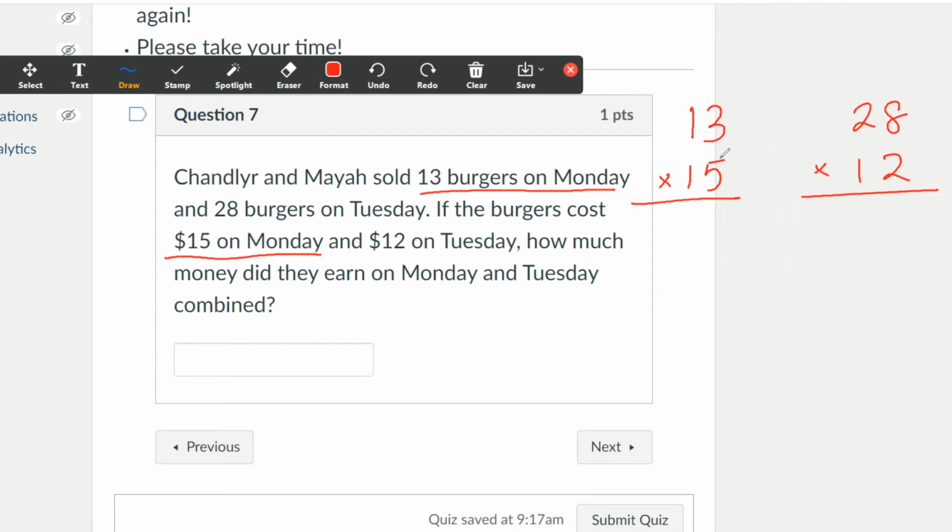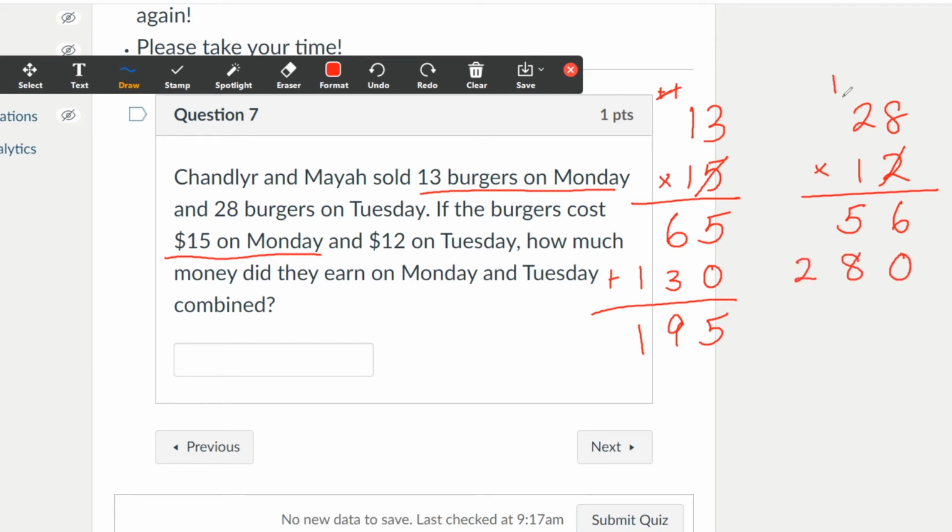Let's go ahead and do our traditional algorithm here. 5 times 3 is 15. Regroup the 1. 5 times 1 plus 1 is 6. Cross that out. Put a 0. 1 times 3. 1 times 1. We're going to add now, and we're going to have 5, 9, 1. 195. And then for the other one, we're going to do 2 times 8, which is 16. 2 times 2 is 4, plus 1 more is 5. Cross out the 2. 1 times 8, 1 times 2, and then add that. We're going to have 6, 13, 3. So on Tuesday, they earned $336.